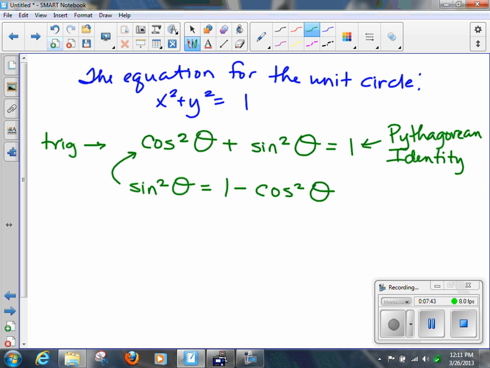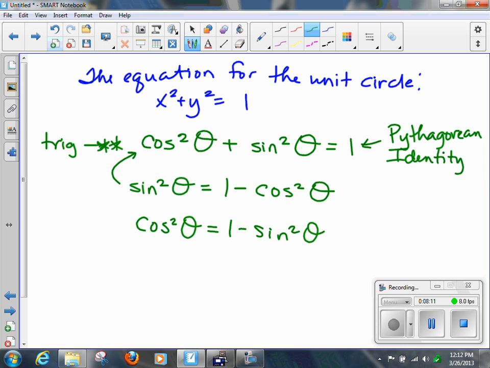Think. Go back to the original, because this is the important one. Then how would I solve for cosine squared? Subtract sine, so that cosine squared theta becomes what now? Go back here. 1 minus sine squared theta. Right? Y'all with me?